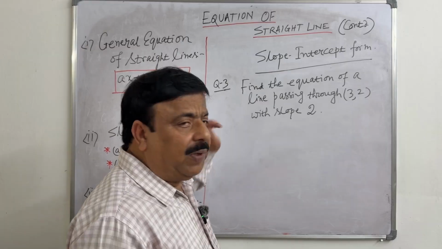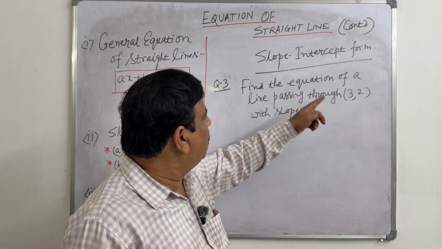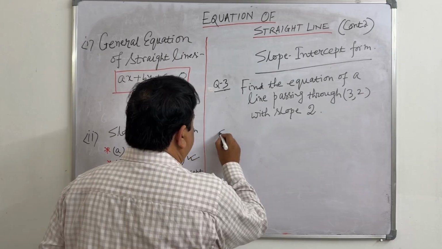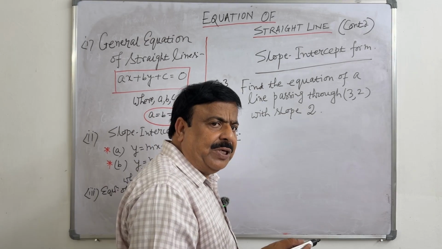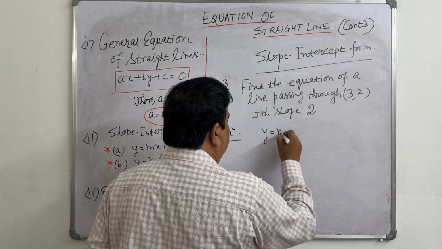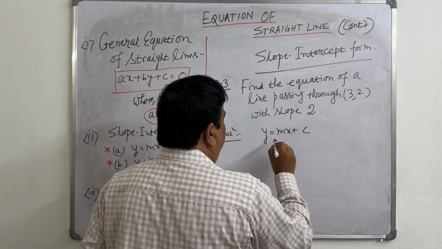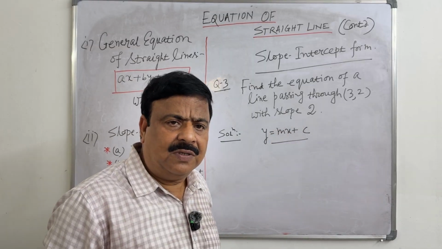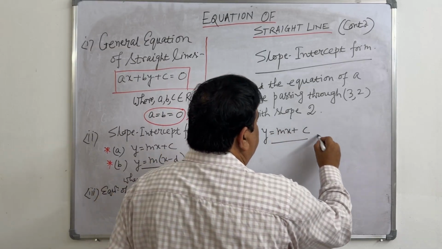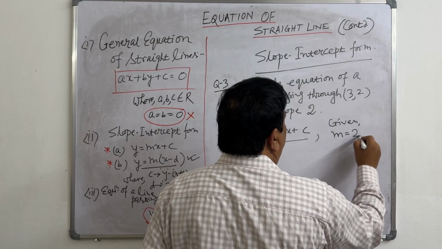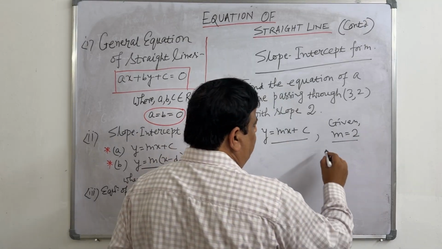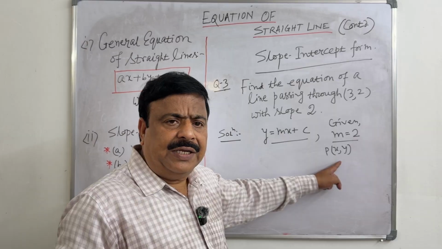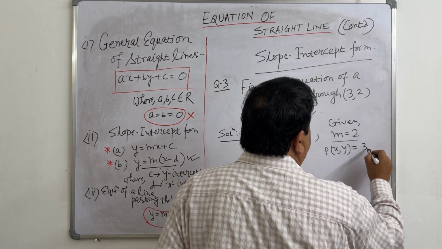So this is your problem number 3. What is the problem? Find the equation of a line passing through a point (3, 2) with slope 2. Let's see what the solution will be. Suppose the equation of the line is y is equal to mx plus c, where m is the slope of the line and c is the y-intercept of the line. Okay, so what is given? The slope of the line is 2 and the line is passing through a point, say P, that is equal to (x, y), the coordinate of a moving point at any instant of time. It is given as (3, 2).